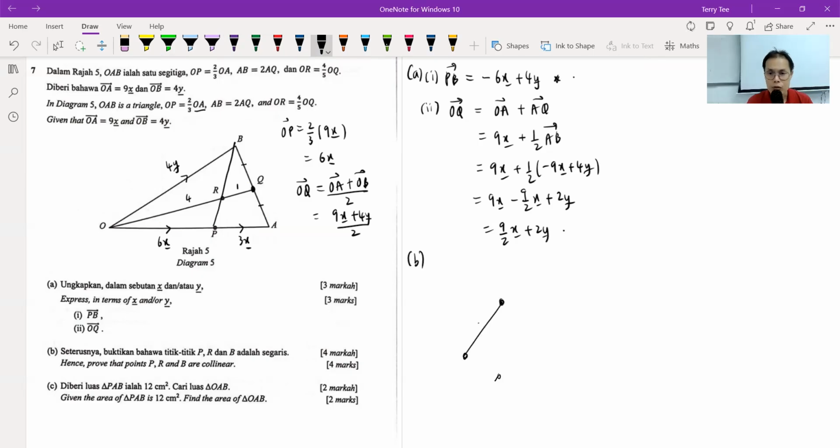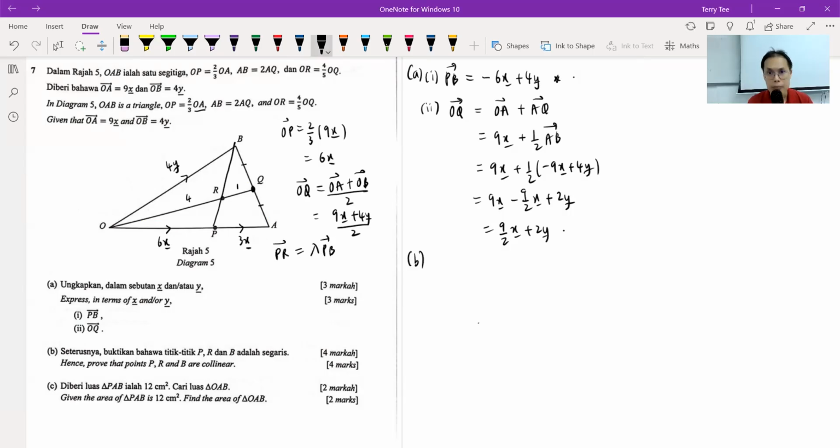Okay, so first of all, when two vectors are parallel, the first vector, let's say vector A, is a multiple of vector B. So we can put the lambda in front of B. But if they are collinear, you must have a common point. So in this case, we can use PR equals lambda PB.